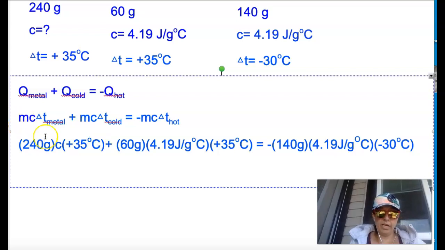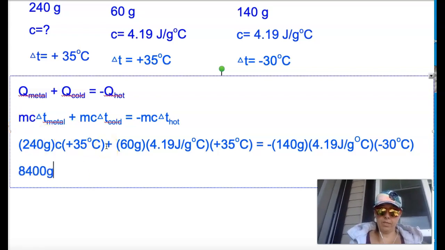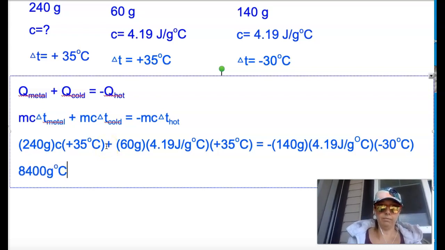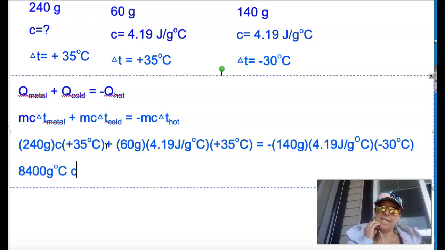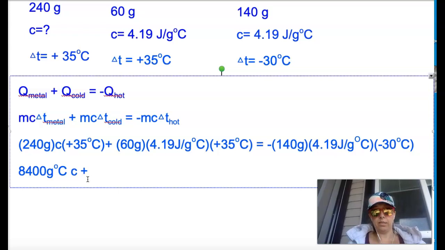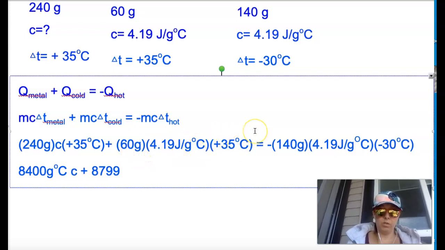So I'm going to get 8,400, and the unit of that is going to be grams degrees C, and then that's going to be times that C, right? Because we still have that in there, and this is what we are trying to solve for. And then it's going to be plus, and then I can do 60 times 4.19 times the 35, so 8799. When I look at this, the grams cancel and the degrees C cancel. So this is just going to be joules, okay?